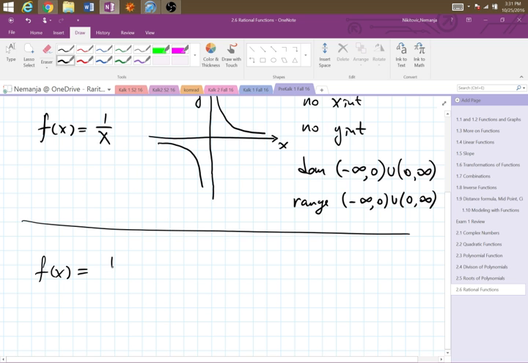So let's say you have 1 over x minus 3. So this line moves this way, and now the graph looks like this. Is that correct? Anyone? Yeah? Yeah, nice. All right. It moves to the right, exactly. I was just trying to see if anyone is paying attention.